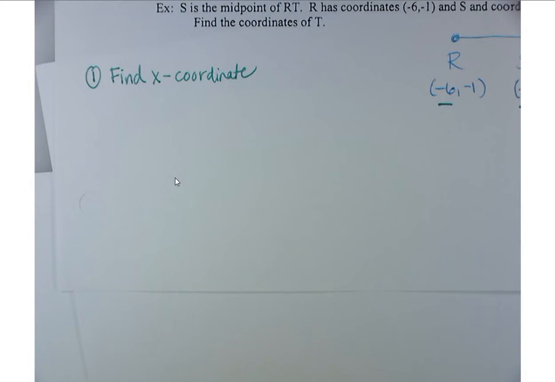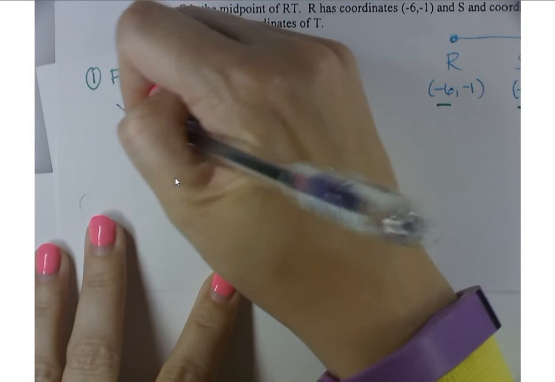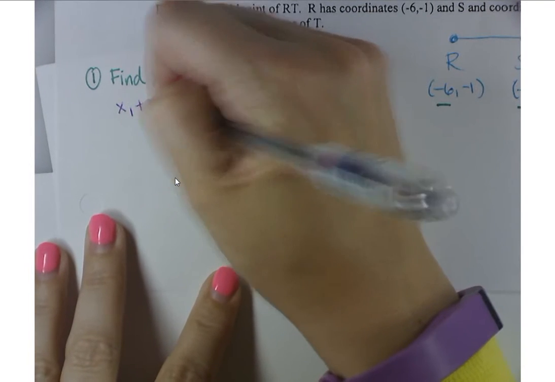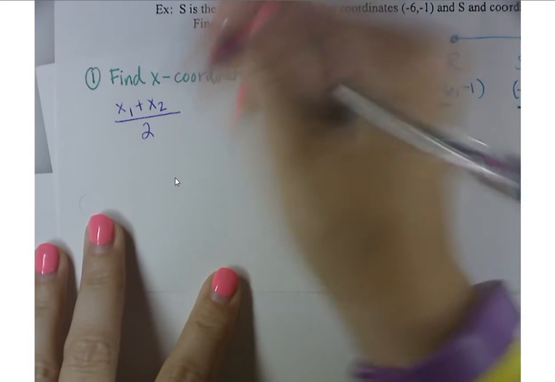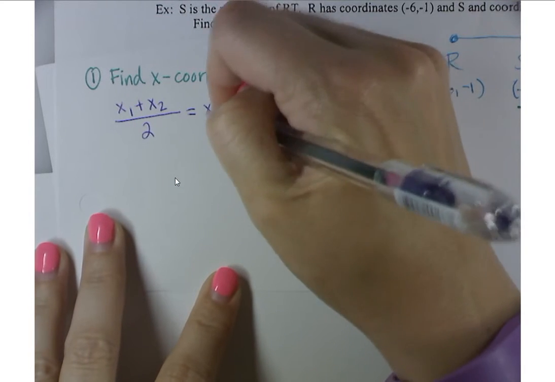So I'm going to show you how to set up the equation. And then we're also going to do it this way too, where you can just reason your way through it. So we know that x1 plus x2 divided by 2 is going to equal the x coordinate of the midpoint.